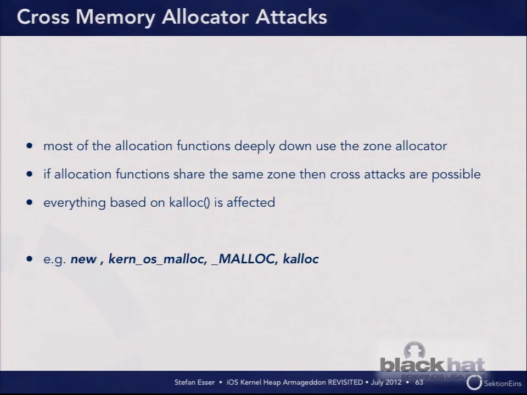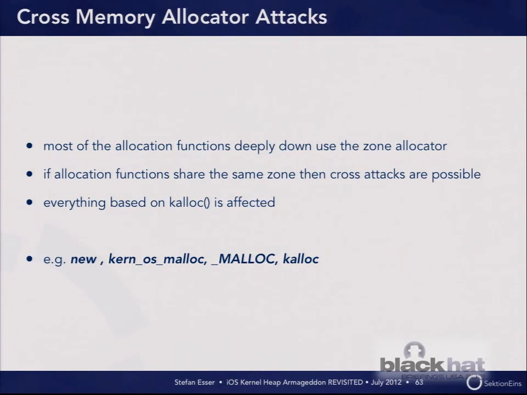And then the question was, when you look at cross-memory allocator attacks, like I have one memory block that's allocated with kalloc and the other one is allocated with kern OS malloc or so. So the question is, if I overflow this one memory block from one allocator, can I overflow into the other one? And the answer is yes, it's possible because all those allocators in the end call the zalloc allocator. You can overflow memory from new, so you can overwrite objects from a kalloc area and so on.